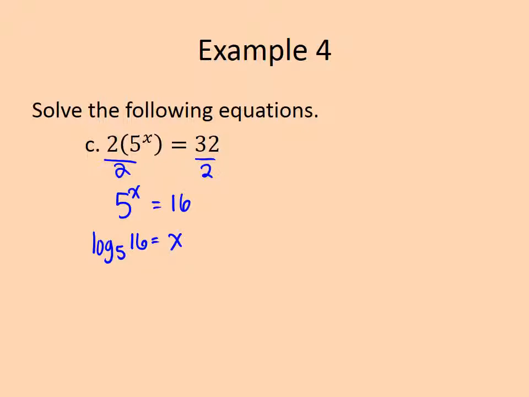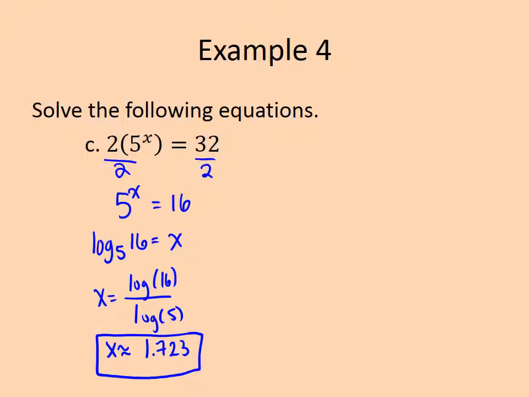Now, in order to solve for x, we have to use the change of base rule. So x equals log of 16 divided by log of 5. When we put that into our calculator, our answer is approximately equal to 1.723. Now, if you didn't want an approximate answer and you wanted an exact answer, you could leave the problem at this stage.